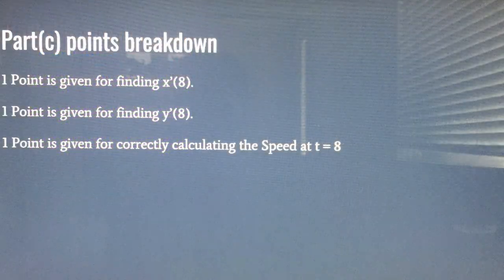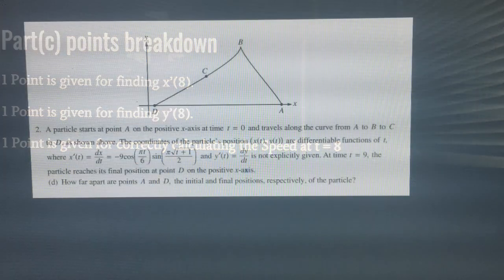You get 1 point for finding x prime of a. You get another point for finding y prime of a. 1 point is given for correctly calculating the speed at t equals 8. And part C has exactly 3 points.